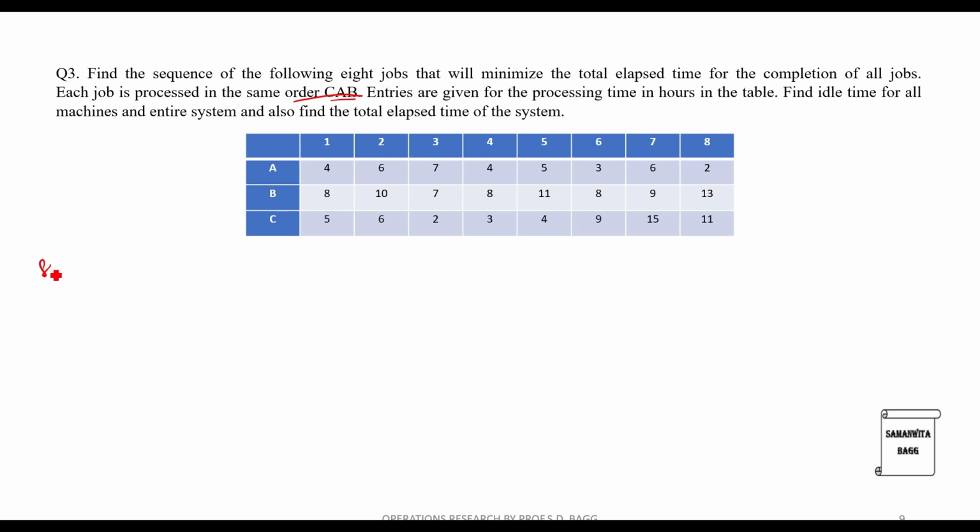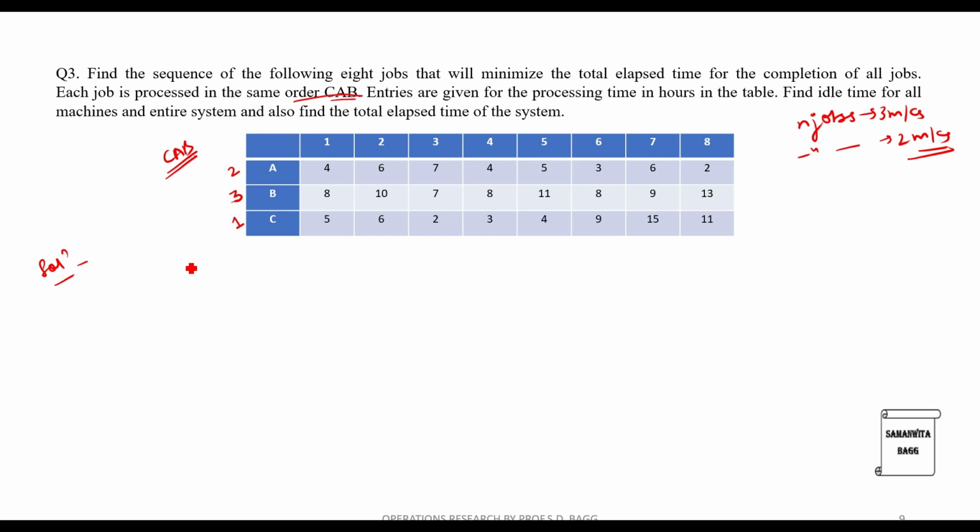So for solving this, you need to first convert the problem of n jobs on 3 machines to the previous type, that is n jobs on 2 machines. So if you have to convert this, what you need to do is first you need to figure out the order. Order is CAB. This is very important. C stands at 1, A stands at 2, B stands at 3.